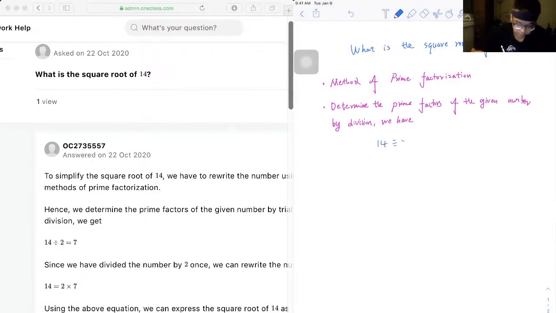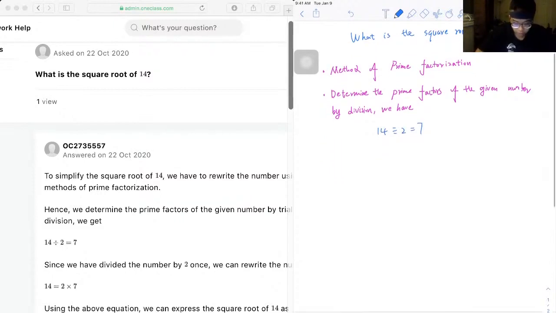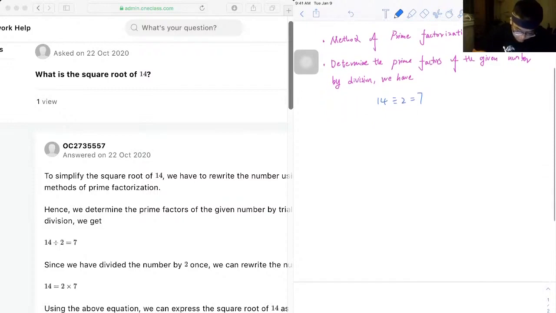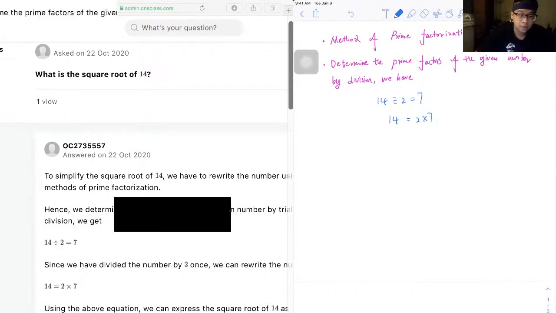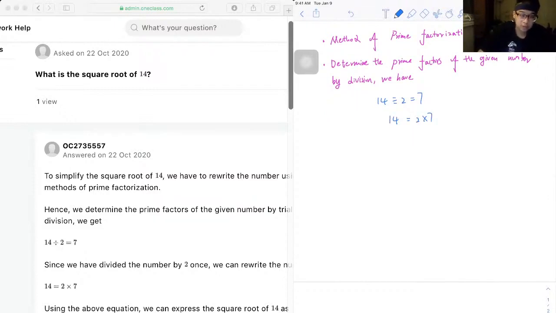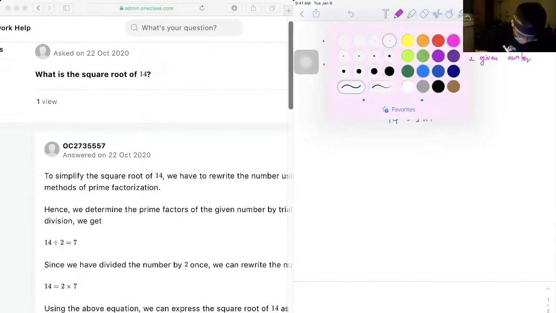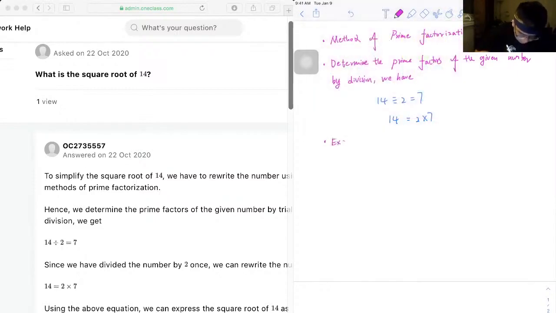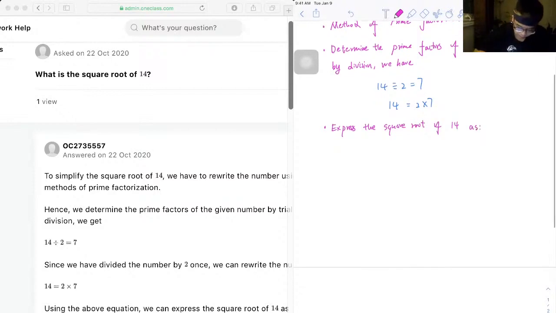So we will have 14 divided by 2 is equal to 7. And so if we want to move 2 to the other side, it will be 14 is equal to 2 times 7. Right. So using the above equation, we can express the square root of 14 as root 14 is equal to root 2 times 7.